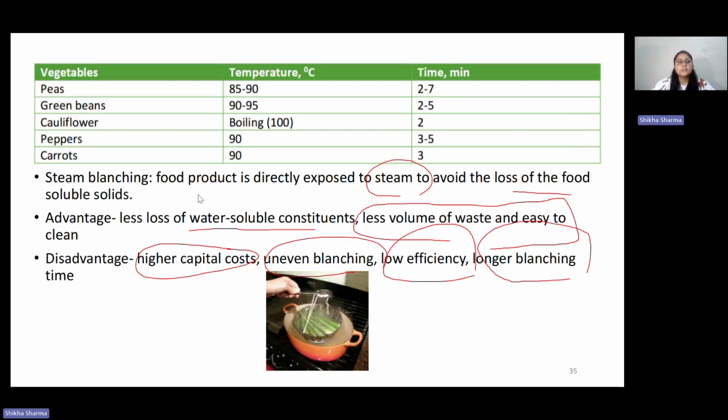So in this table, there are different vegetables like peas, with a blanching temperature of 85 to 90 degrees Celsius for 2 to 7 minutes. In carrots, around 90 degrees Celsius for 3 minutes. And in cauliflower, around 100 degrees Celsius for 2 minutes. So it is a high temperature, low time method.